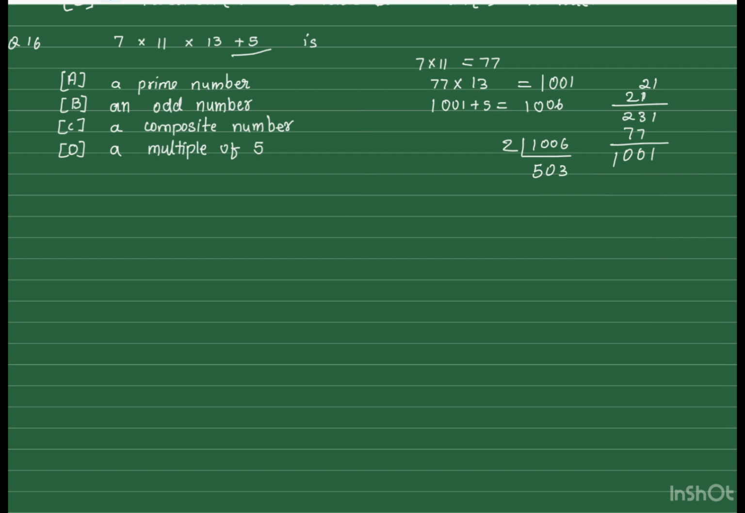Then we have 503, which is a prime number that cannot be divided by any number other than itself. So 1006 is equal to 2 into 503. So there are two factors other than 1. Therefore, 1006 is a composite number. So option C is the answer. It is a composite number.